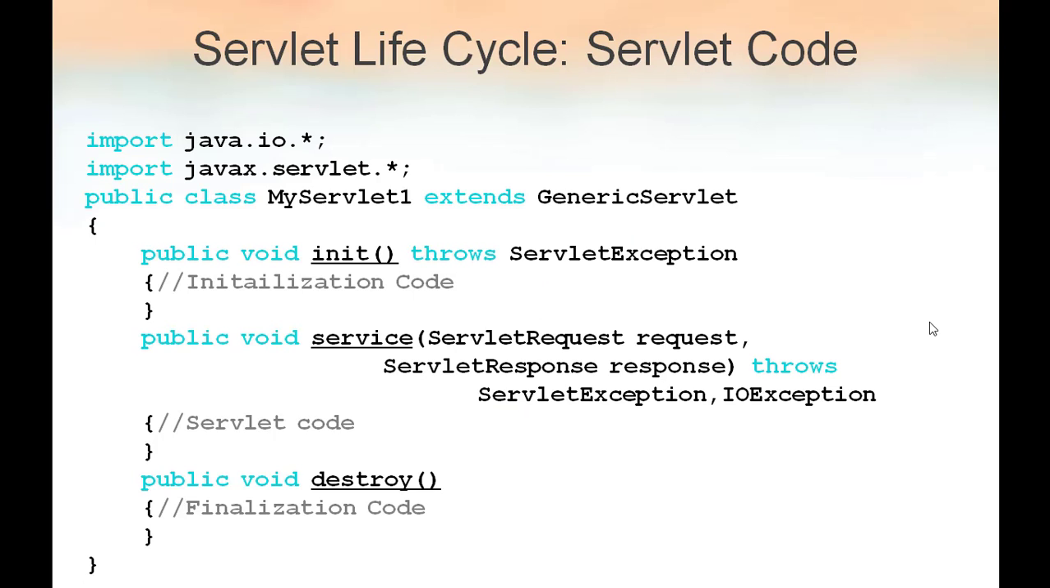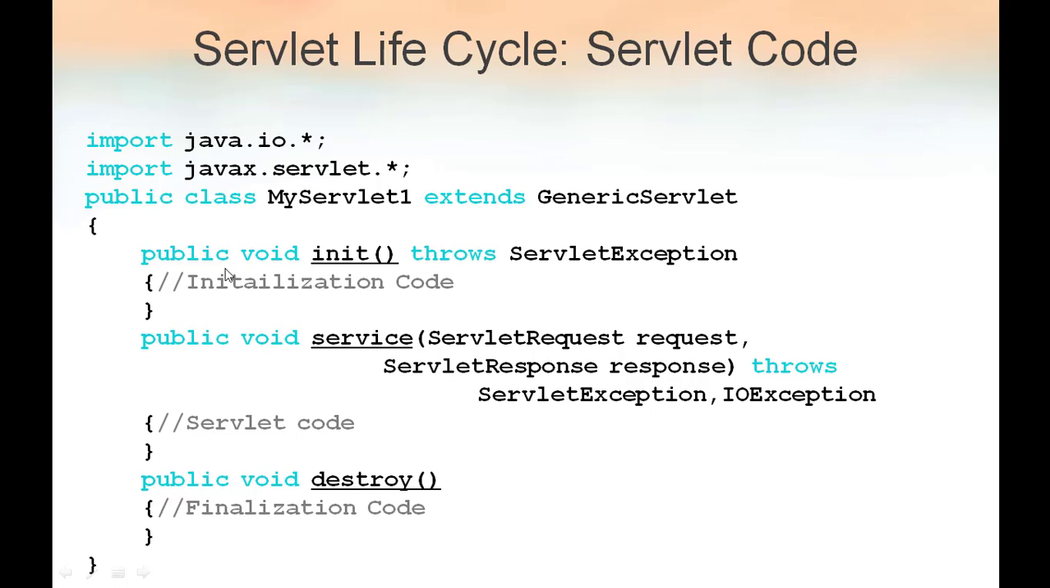Servlet code. We have mainly three methods in the servlet lifecycle: init, service and destroy. Import java.io.* package. This is for input output. For servlet, we are importing javax.servlet.* package. This package contains all the interfaces and classes which are useful for servlet applications. Public class, class name, extends GenericServlet. Here I am creating the class and extending GenericServlet.